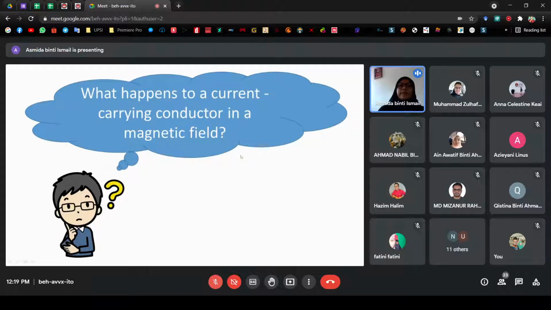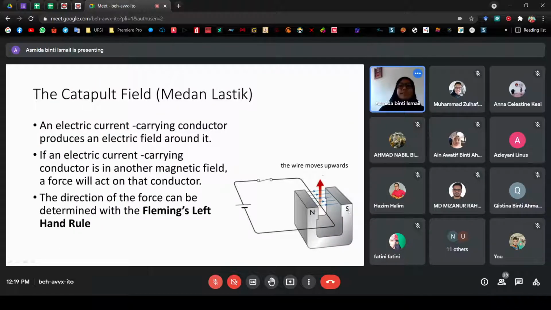What happens to a current carrying conductor in the magnetic field? The catapult field or medan elastik, dia akan terhasilnya medan elastik. An electric current carrying conductor produces a magnetic field around it. Okay. So you know that this is the wire. Kalau wire ni dia ada current, so dekat luar dia akan ada magnetic field. Okay, if a current flows through this wire, around this wire there is a magnetic field. Okay, so if a current carrying conductor is in another magnetic field, a force will act on that conductor. Okay. So yang ni ada dia punya magnetic field, this one pun ada dia punya magnetic field.